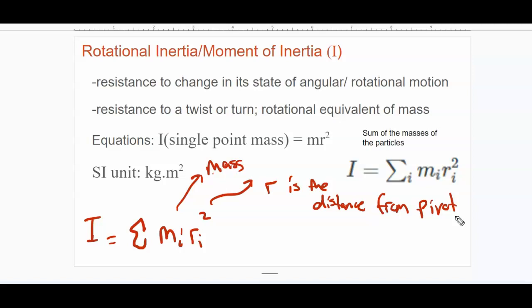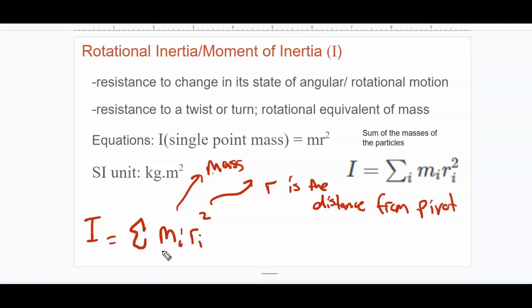It could be 1, it could be 2, it could be like a bajillion, it doesn't matter. Now normally if you have objects made up of millions of tiny little masses, that's where you would have calculus and integrals involved. What we're going to start off with is how do you calculate the moment of inertia for single point masses? In other words, if I have one single mass, how do you calculate the moment of inertia for one single mass?